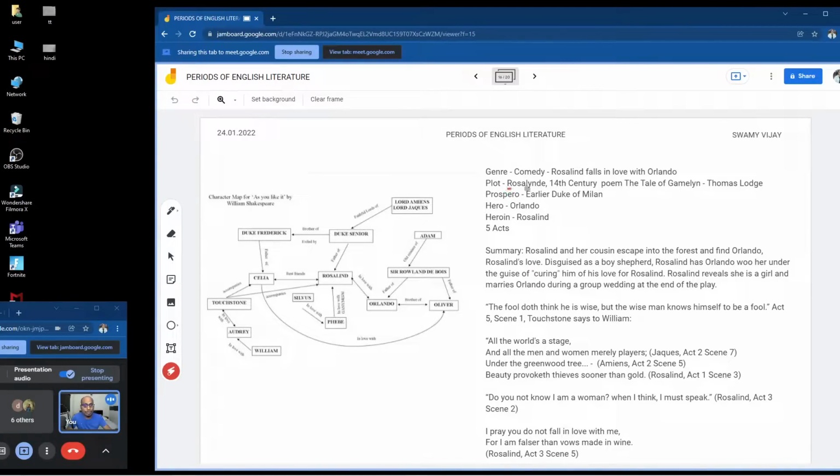So it is Rosalind written by Thomas Lodge, and one more name, The Tale of Gamelyn, is the inspiration for Shakespeare to write As You Like It.